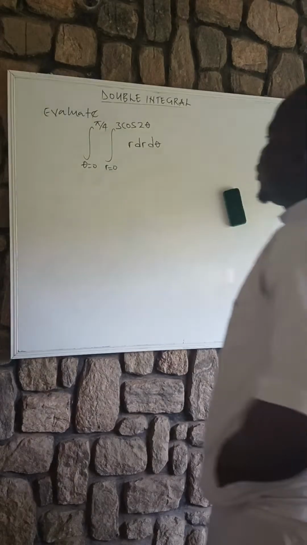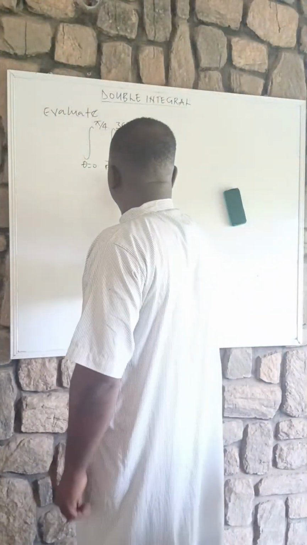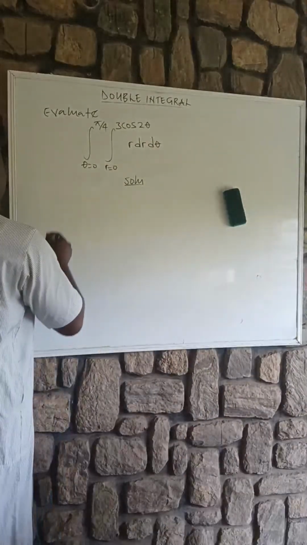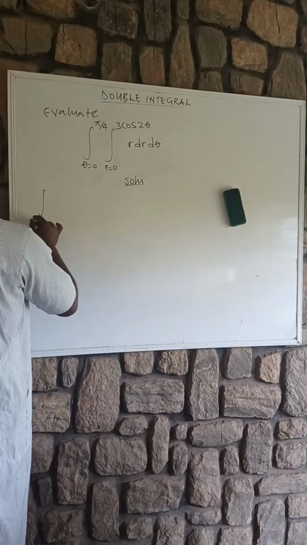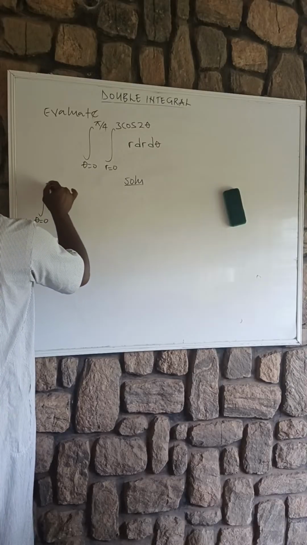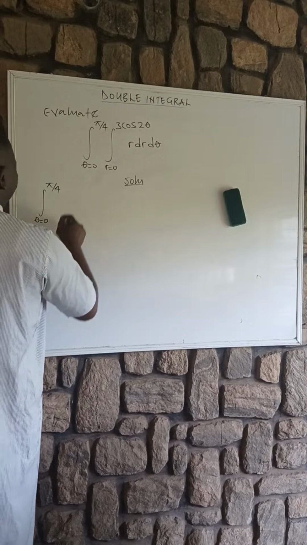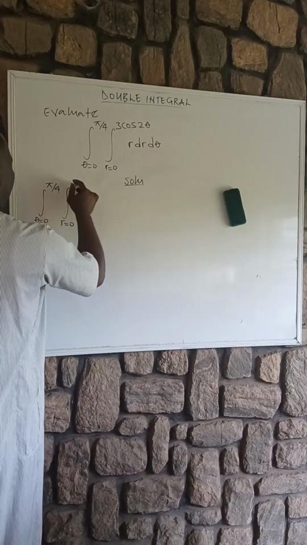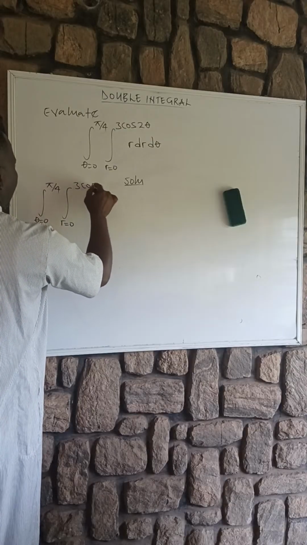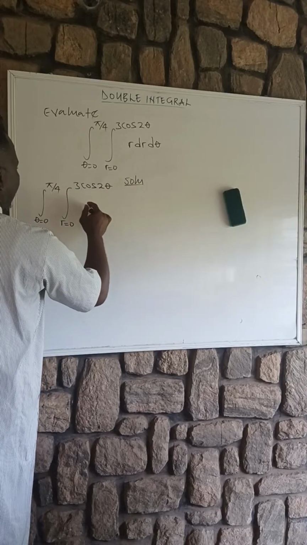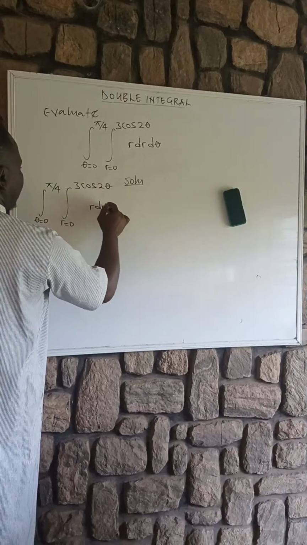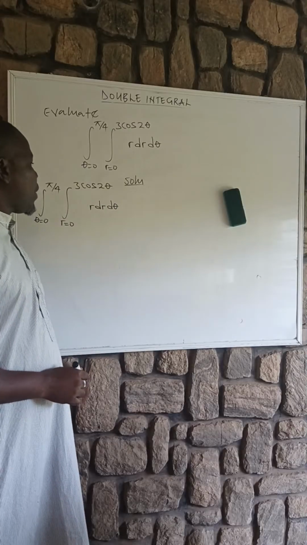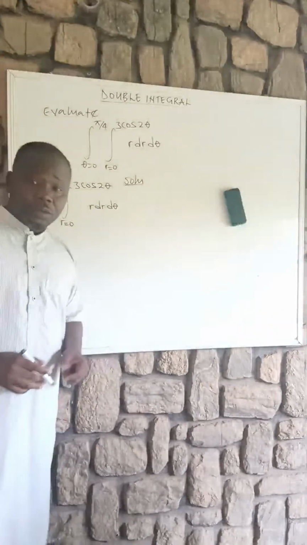So what we need to do here is let's write the solution. We now write the double integral, theta equals 0 to pi over 4, and r equals 0 to 3 cos 2 theta, then r dr d theta. Let me break it down for you.